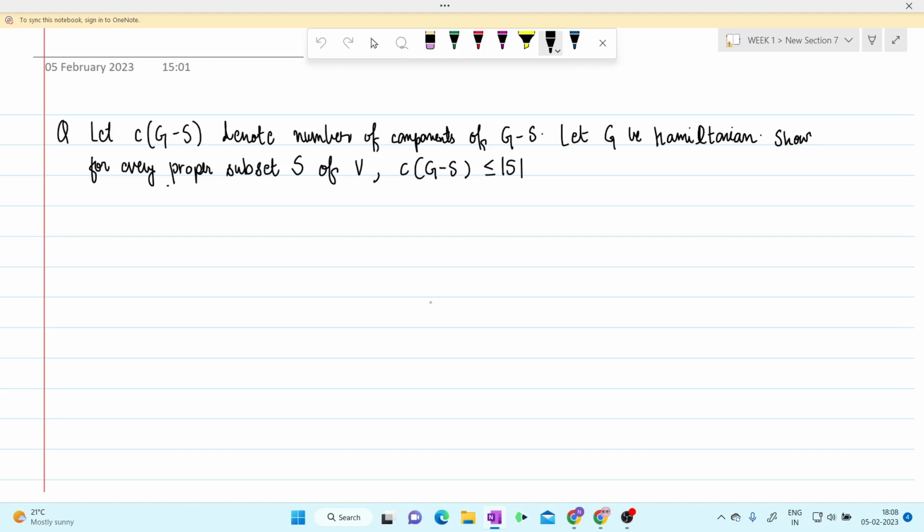Let G be Hamiltonian. Then we have to show that for every proper subset S of V, the number of components of G minus S should be less than or equal to the number of vertices in S. S is a subset of V. So have you tried this question?